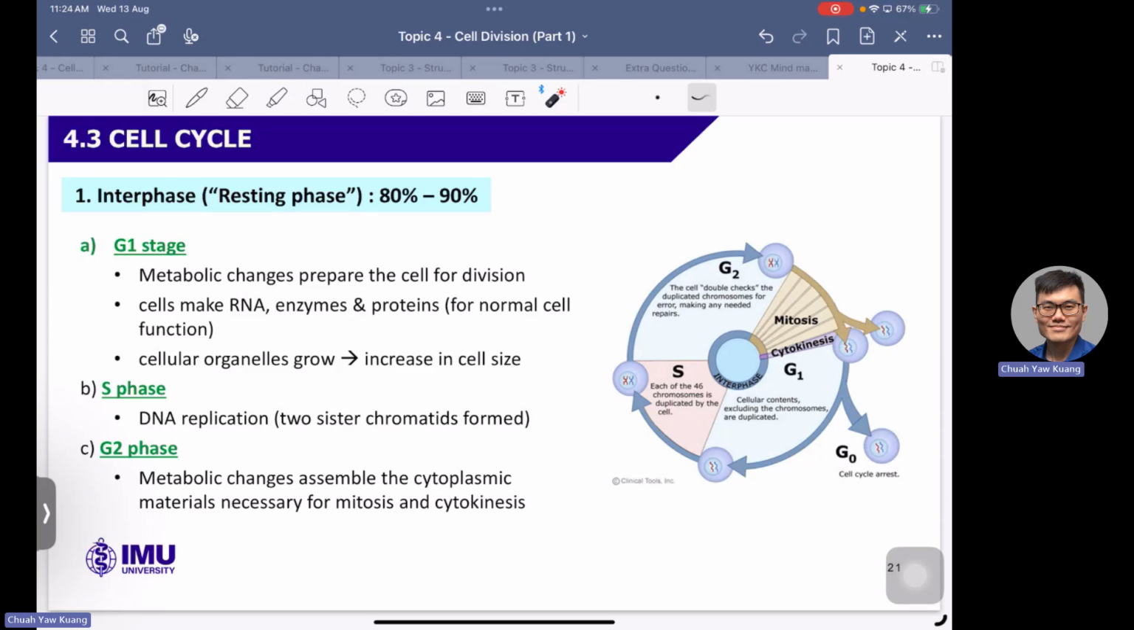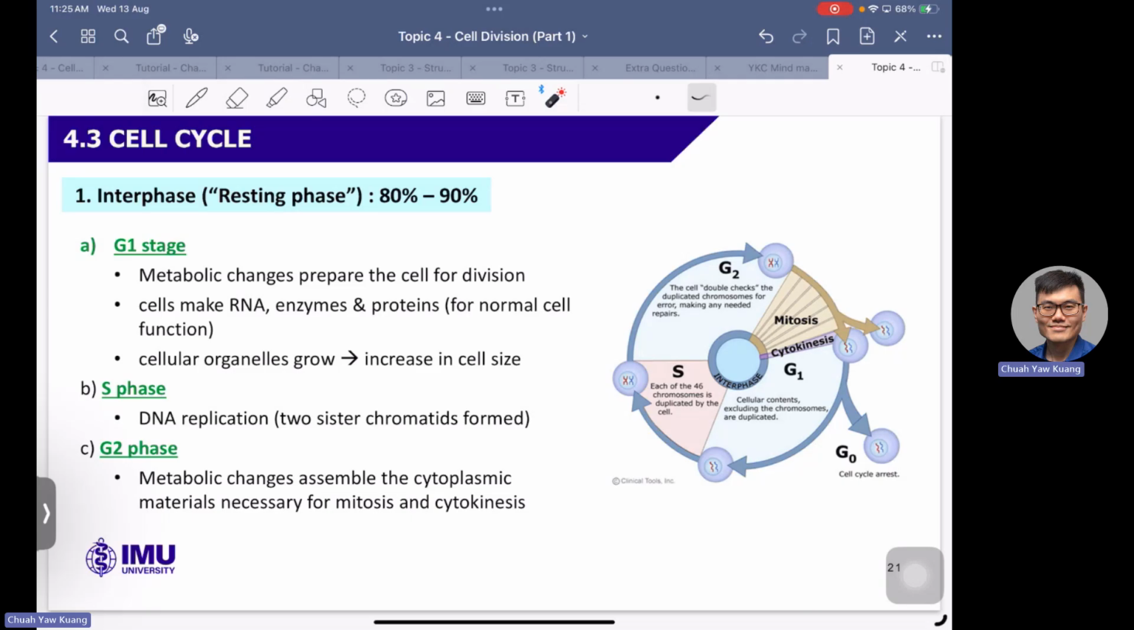Tubulin is a protein that later will be used to form the spindle fiber, the microtubule. What organelle is duplicated here? For example, the centrosome. All cells normally have only one centrosome, but during the G2 phase, the centrosome becomes two. Later on, the centrosomes will move to different poles so that the cell can separate into two cells. So they double the organelles normally needed for cell division and produce the proteins needed for cell division. That is the difference between G1 phase and G2 phase.